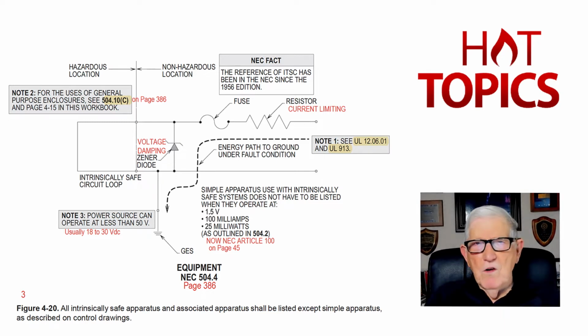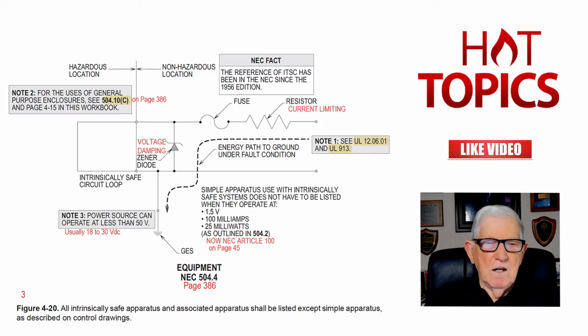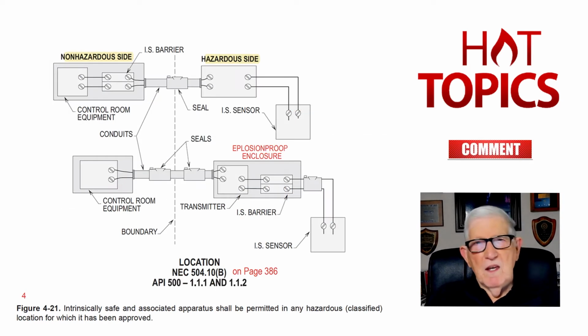And of course, you know the voltage is less than 50 if you look at note 3. And it's usually about 18 to 30 volts DC that is basically the operating voltage. Then again, note 1 sends you to the UL standards to obtain more information about this Zener diode, current limiting resistor with fuses, and to learn more about the barrier and more detailed information. Now with that, we'll go to note 4. And I shouldn't say note 4, but figure 4.